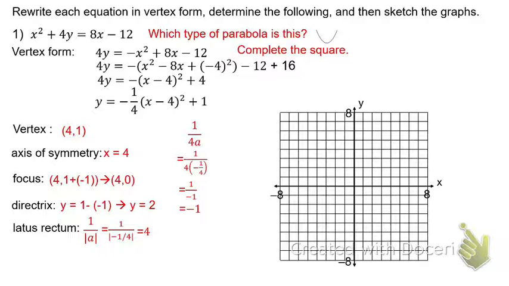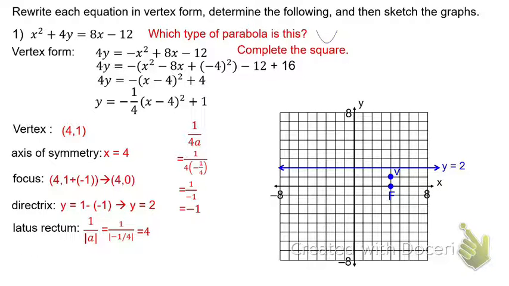So let's go ahead and graph what we see. Make sure you have your labels and scale on your axes. And let's plot this. Let's start with the vertex. We know the vertex is at 4, 1, and the focus was 1 unit below at 4, 0, which means the directrix has to be 1 unit above at y equals 2. Again, the vertex is always in the middle.